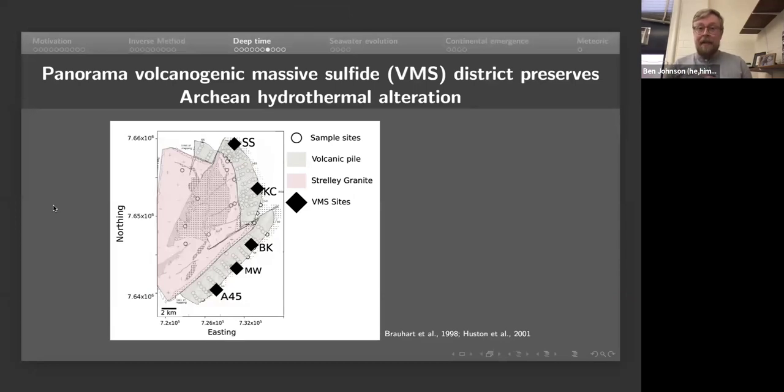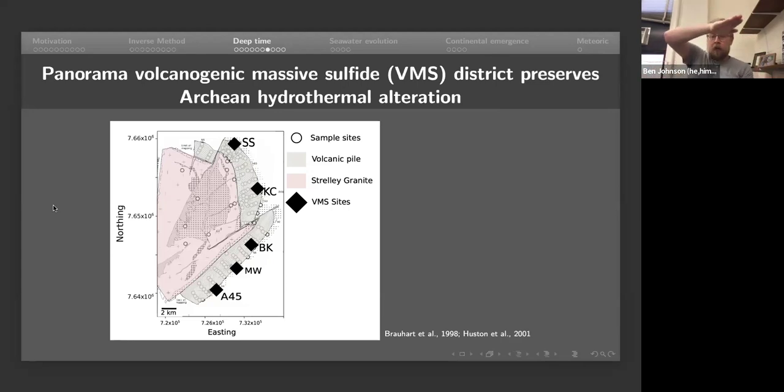So just to highlight this place, because it really is rather spectacular. This is a volcanogenic massive sulfide district, and it preserves essentially 5 distinct hydrothermal cells. So what I'm showing here is a really simplified geologic map. This pink area is the Strelly granite, and that gray section there is a volcanic pile of basalts to basaltic andesites primarily. And this whole system, the volcanic pile was erupted and emplaced, and basically immediately after was heated by the intrusion of this Strelly granite, which drove hydrothermal circulation.